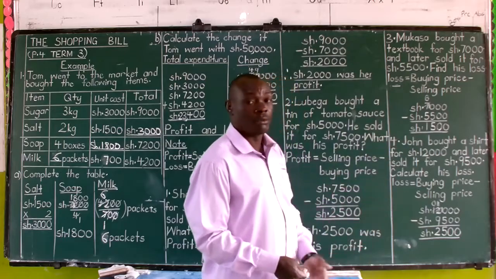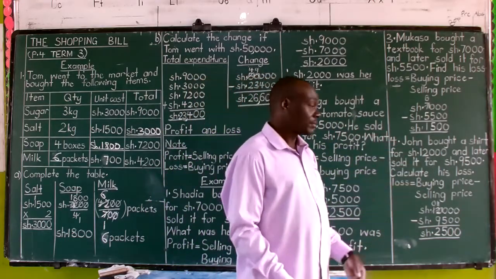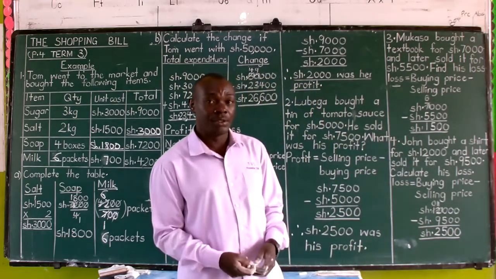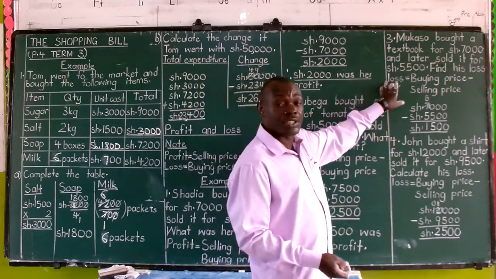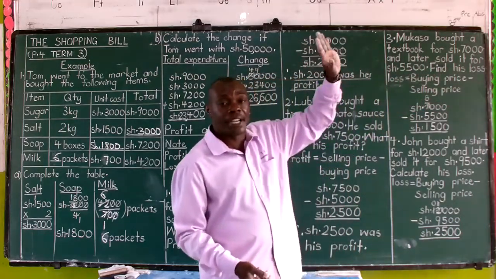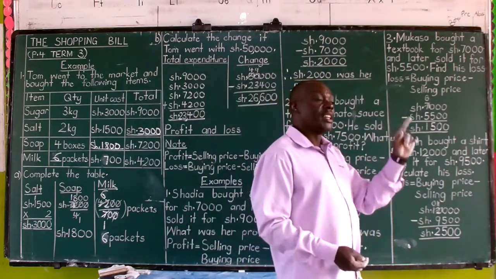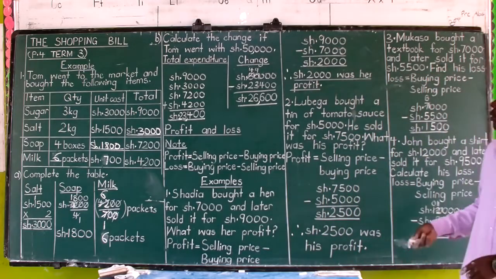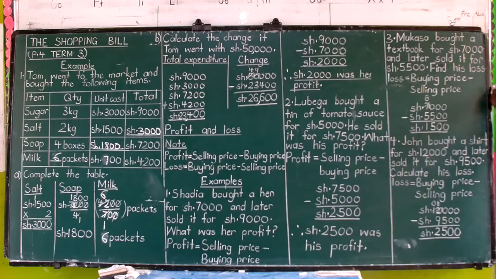Now find his loss. We are finding Mukasa's loss. So ensure you, viewer, are not at a loss. Start: loss equals buying price minus selling price. Loss equals buying price minus selling price. This time round, the buying price is higher. That's why it's the one we subtract from. So the buying price was 7,000 shillings, so you write it first. Then he sold it at 5,500 shillings, the selling price. So we subtract that same amount.